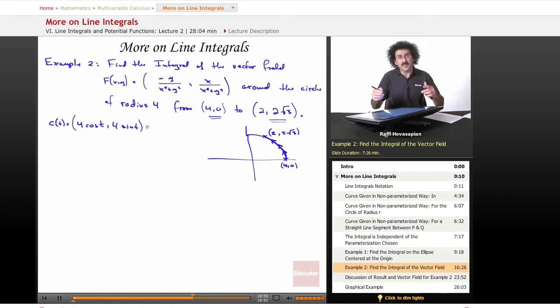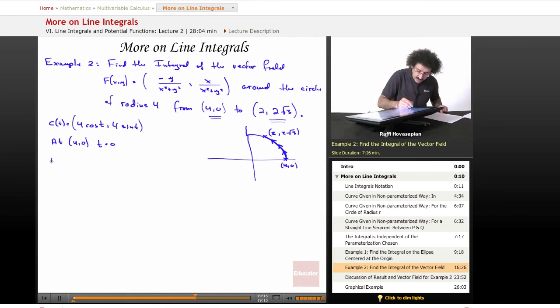Now, when we do the integration, we need values of t because we're integrating along the curve. So the t values are going to be the lower and upper limits of integration. This point is represented by t equals 0. So at the point 4, 0, t equals 0. That's our lower limit of integration. Well, how about here? What's t going to be when we get to here? At the point 2, 2 rad 3, let's go ahead and solve. 4 cosine t is the x value here. This is the y value. Let's just go ahead and solve for t.